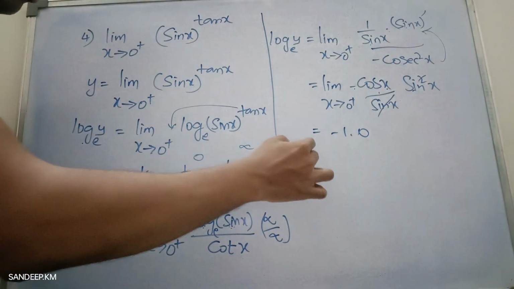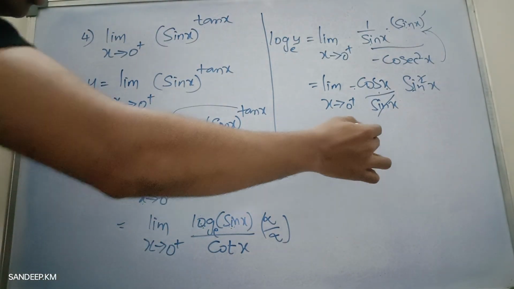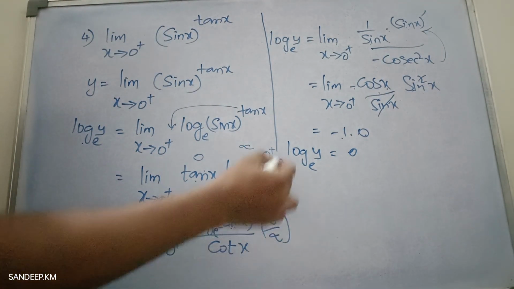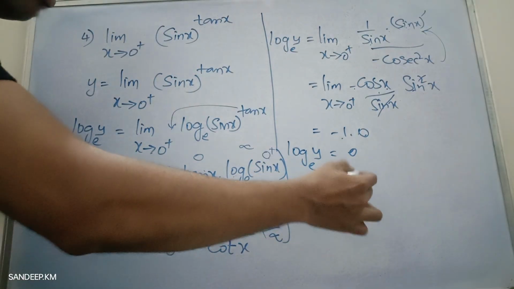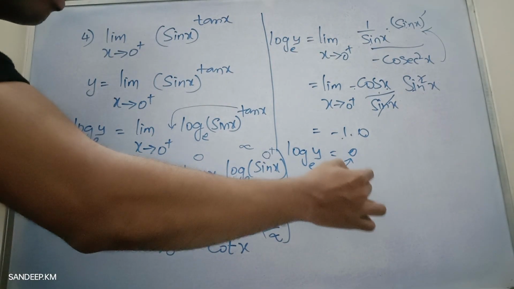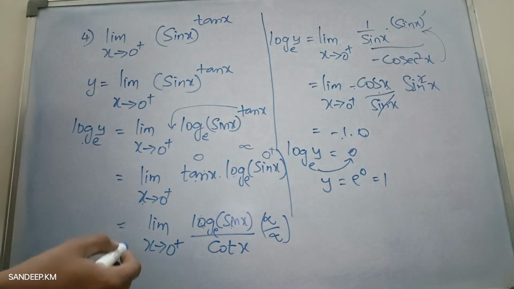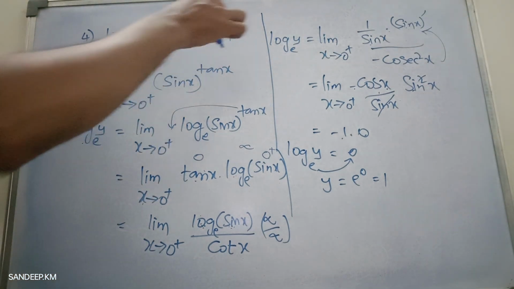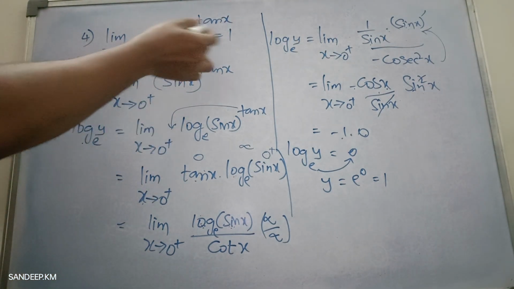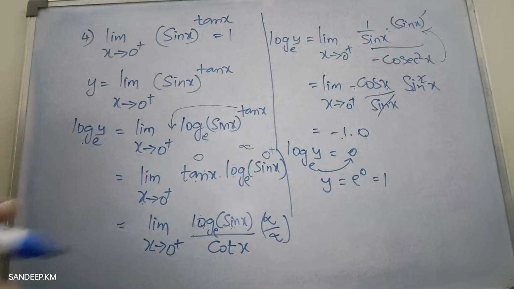So dear students, log y to the base e is equal to 0, and converting logarithmic form to exponential form, y is equal to e power 0, which is equal to 1. So the answer for this question is also 1. This is y, correct or not? And its value is 1. I hope you understood this.